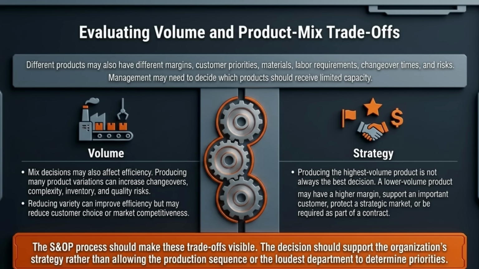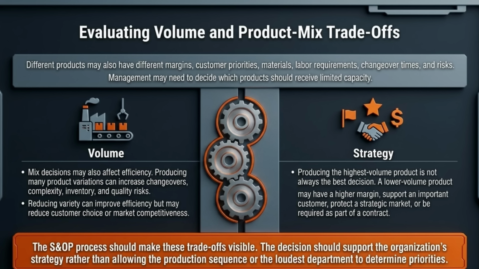Different products may also have different margins, customer priorities, materials, labor requirements, changeover times, and risks. Management may need to decide which products should receive limited capacity. Producing the highest volume product is not always the best decision. A lower volume product may have a higher margin, support an important customer, protect a strategic market, or be required as part of a contract.